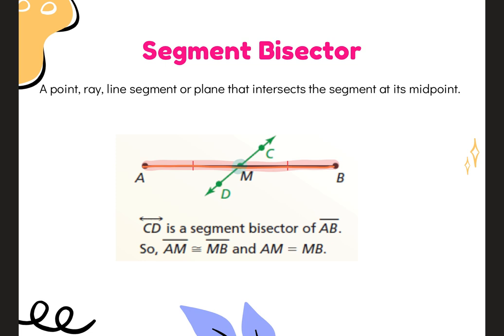And either a point like M could be the segment bisector, or a ray, MC or MD, could have been the segment bisector, or a line segment, DC, could be the segment bisector of AB, or a line DC could be the segment bisector of AB.